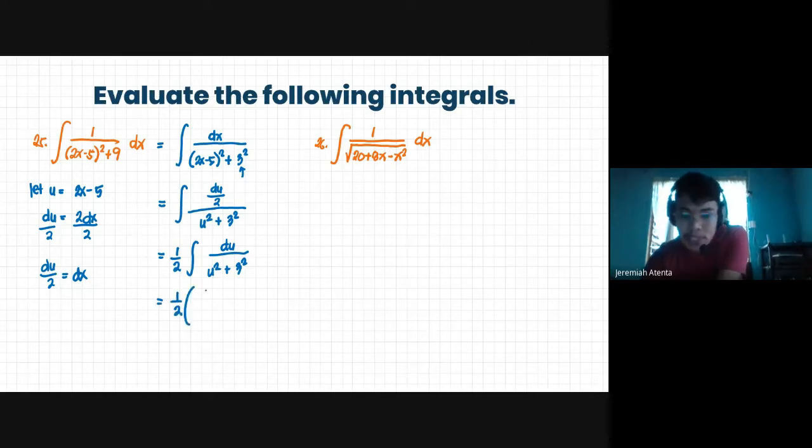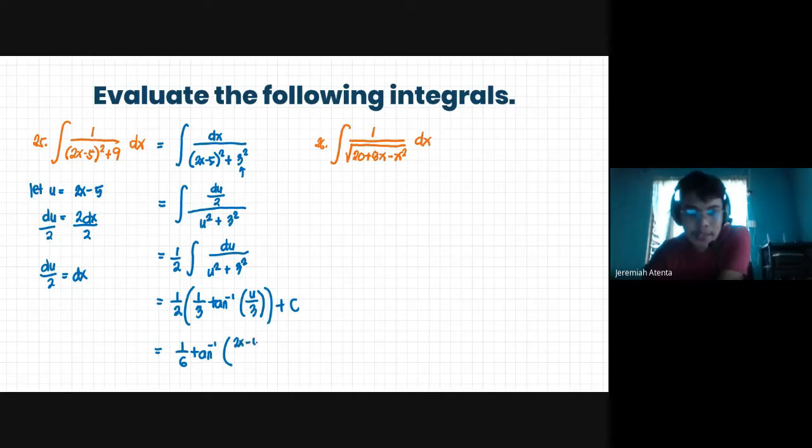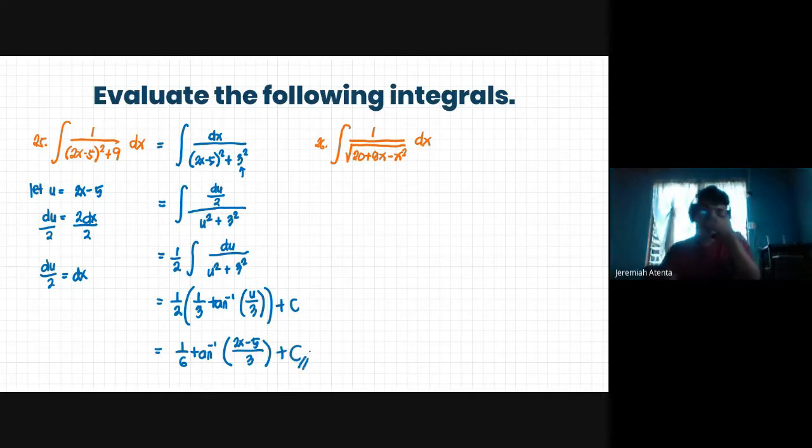So we have 1 half times 1 over a. What is our a? 3. Yeah. So we have 1/3 tangent inverse of u over a. So you have u over 3. Then we have plus c. Simplifying, we have 1 over 6 tangent inverse of u, which is 2x minus 5 over 3 plus c. This is now our final answer. Okay? So that's it.